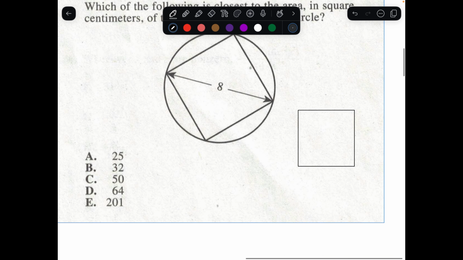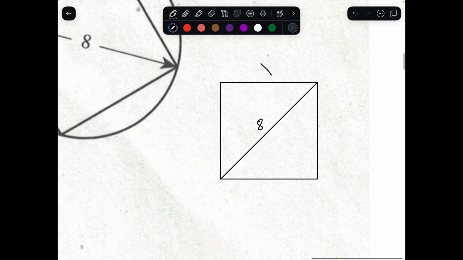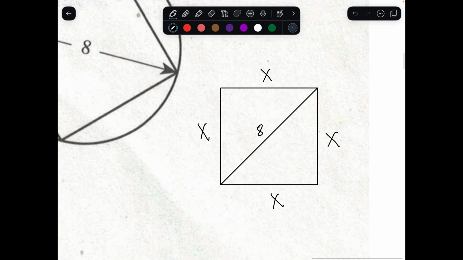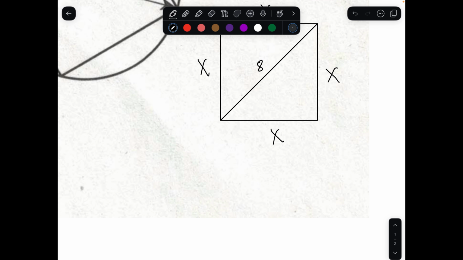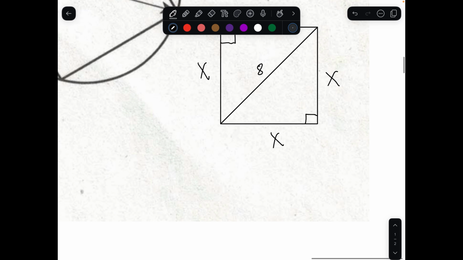Okay, that's our square, and let's put in the diagonal, which is 8. Remember, all sides in a square are equal, so let's just call the side length x, right? And the square can be broken down into two equal right triangles. And we need to solve for x, right? Then we can figure out the area by taking the side length and squaring it. That's how you figure out the area of a square.